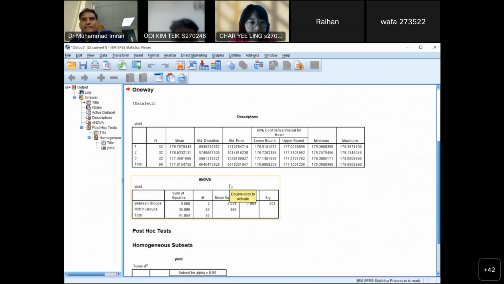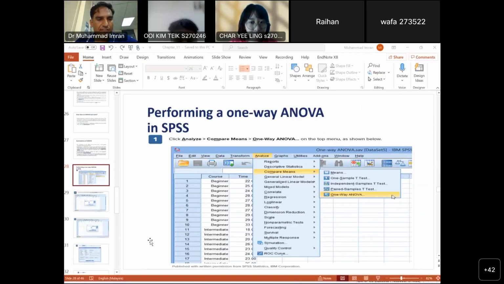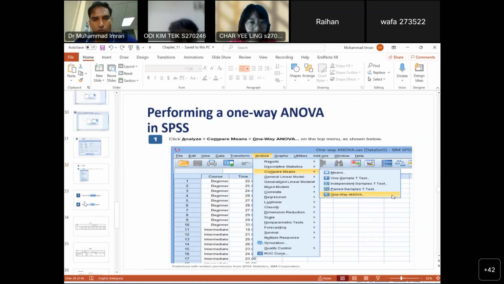Now the second step is interpretation of the data. Here you can see the type of yield. This data I can explain through the slides as well. I have the data on the slides. See here. Okay, now this result will come.